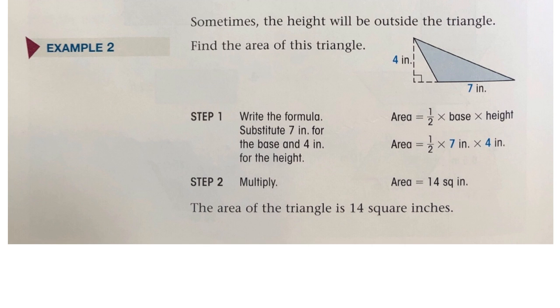And then multiply. So half times 7 would be 3.5, times 4 would be 14. Or you can multiply easier by doing half of 4 is 2. 2 times 7 is 14. The area of this triangle is 14 square inches.